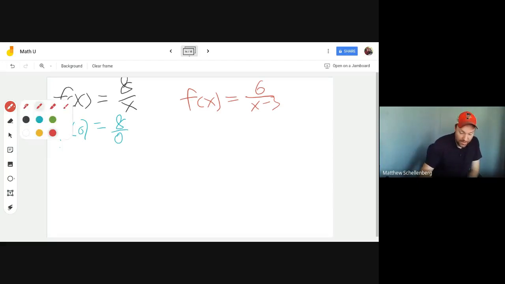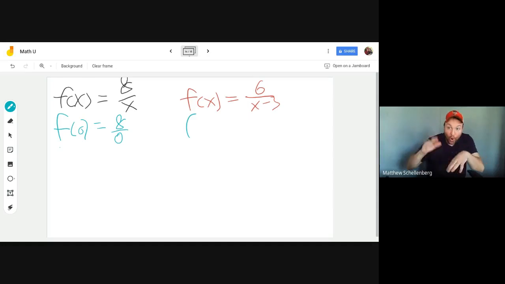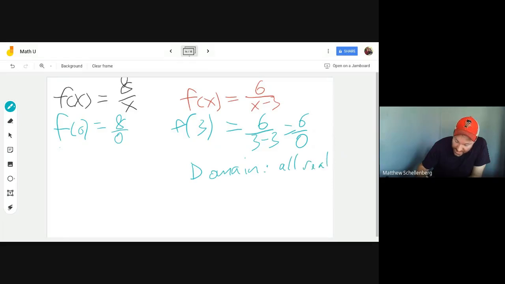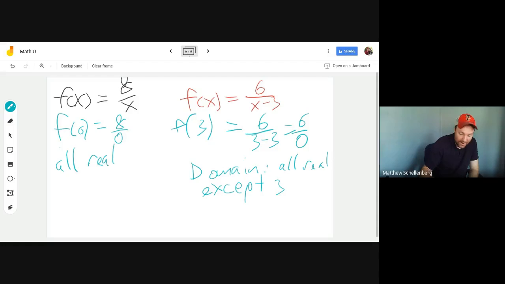If you plugged in 3 into this equation, you would get 6 over 3 minus 3, which is 6 over 0, which is not okay. So you cannot do that one. You can't plug in 3. So here the domain would be all real numbers except for that little 3. On this one, it would be all real except 0.